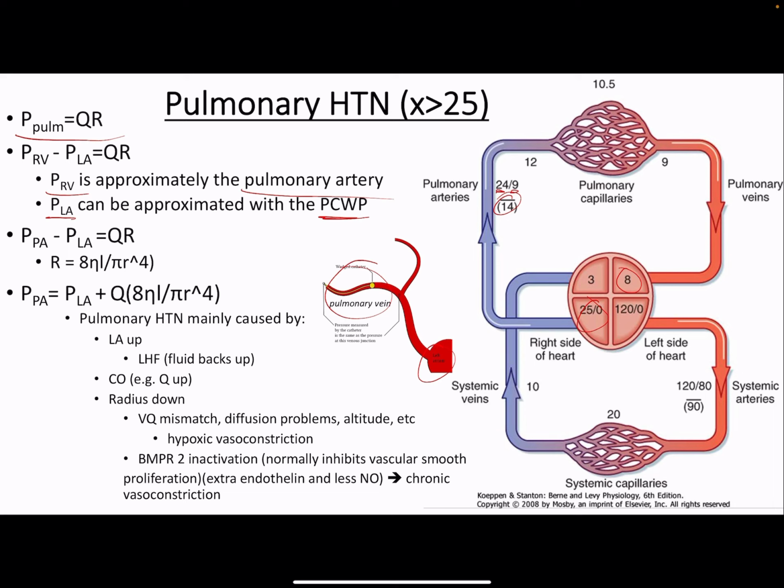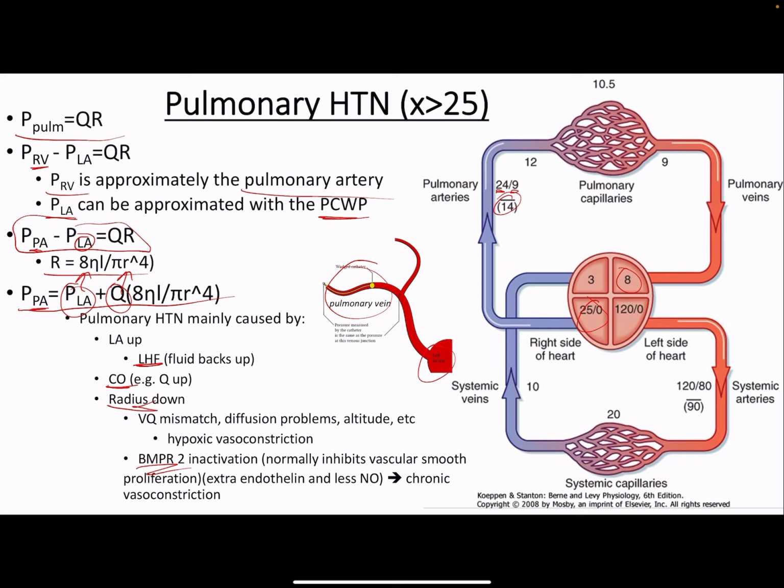So we can rewrite this as, just substituting the RV for PA, knowing that LA can be determined again by the pulmonary capillary wedge pressure, plugging in Poiseuille's law and rearranging it, we get this nice equation. So this can show us that if you increase the left atrial pressure, you will cause pulmonary arterial hypertension. Well, that's probably the main way, right? The left atrial pressure builds up in left heart failure. Q goes up if I have increased cardiac output, and the radius will go down, which would increase the pulmonary arterial pressure. If I have any sort of hypoxemia, we talked about this, VQ mismatch, diffusion problems, shunts, things like that.